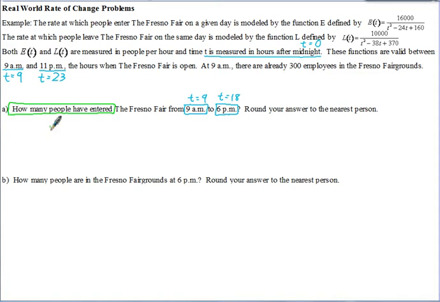So the way we'd set this up here is to get from our rates, which notice are both measured in people per hour, back to people, we have to integrate. These are both the rates, or derivatives. So we integrate from 9 to 18. And here we just want to know how many people have entered, so we would only use E of t, because that's the rate at which people enter the Fresno Fair.